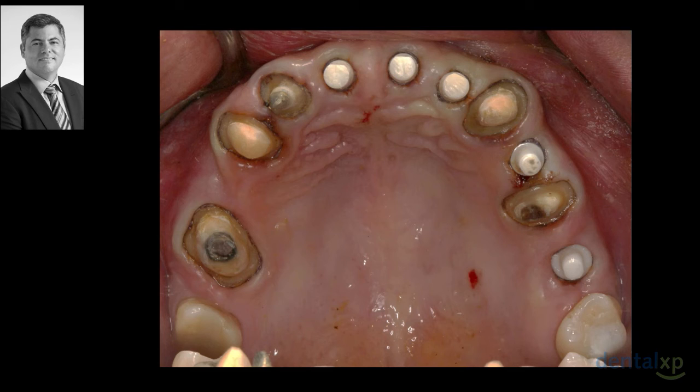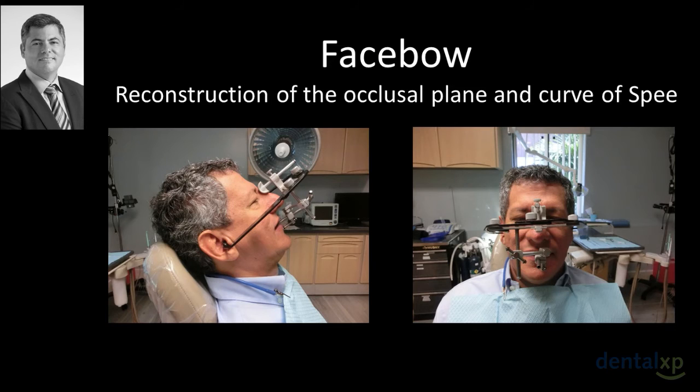If you're using intraoral scanners, for example, you could do a full arch intraoral scan. We're also going to utilize our face bow, because we're going to do a major reconstruction of the occlusal plane, and we also want to reconstruct our curve of Spee. So we're taking our relationship of the two condyles and the maxilla to transfer that to the articulator.